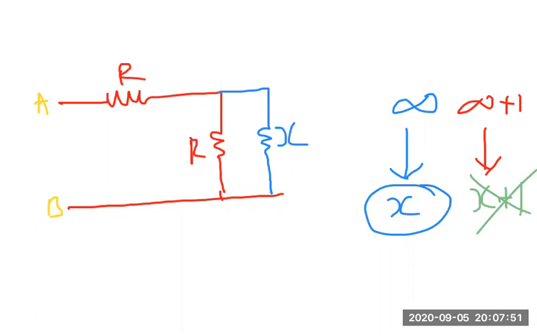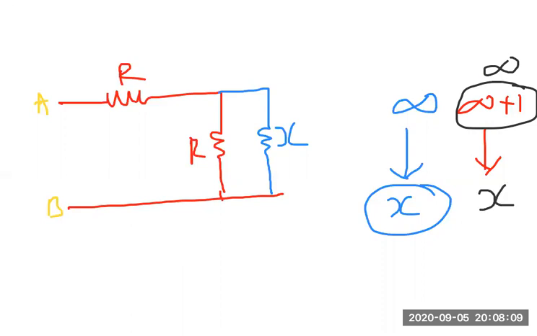Because for infinity things the answer is X, and for infinity plus 1 things, what is infinity plus 1 first of all? Infinity plus 1 is also infinity only. That means for infinity terms the answer is X, and for infinity plus 1 terms also the answer is X only. This is the basic logic.